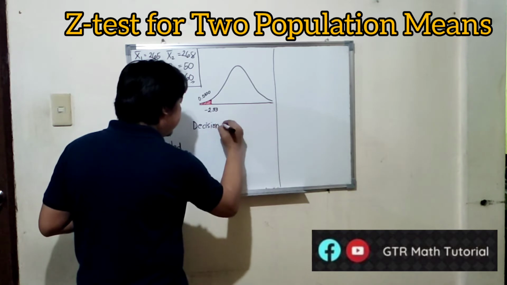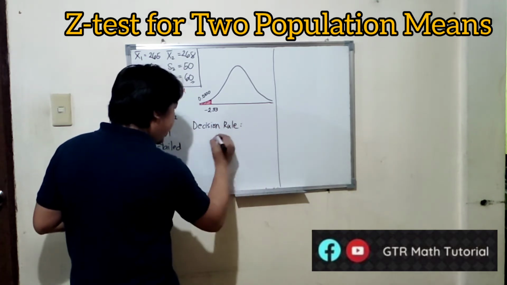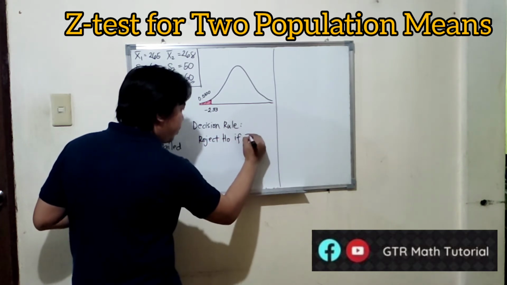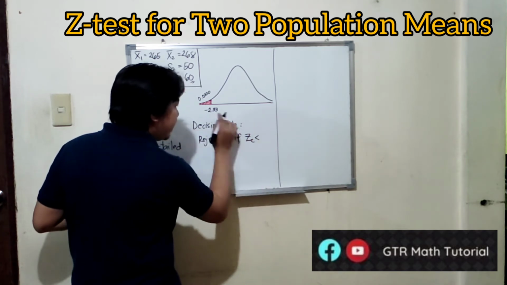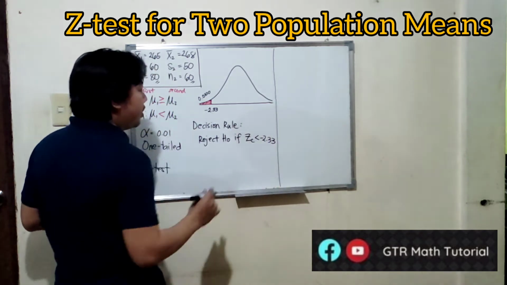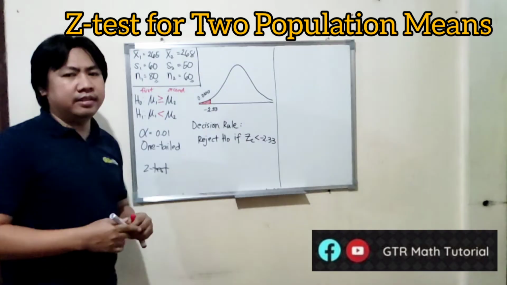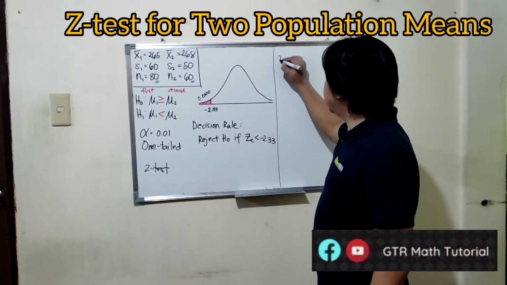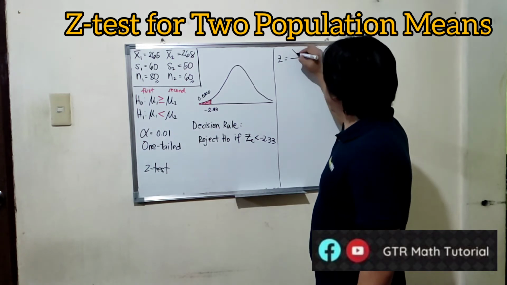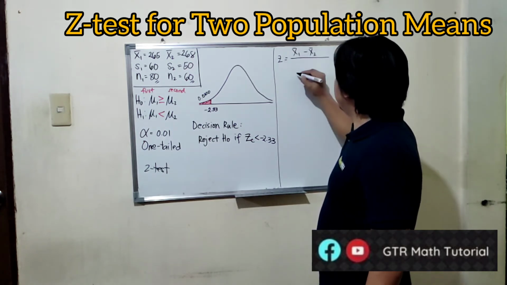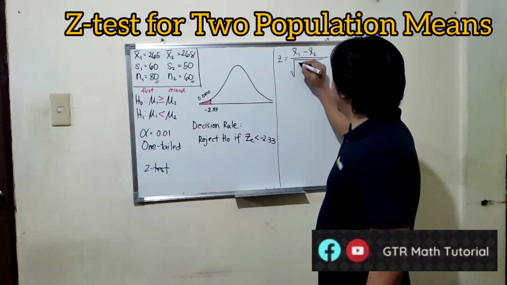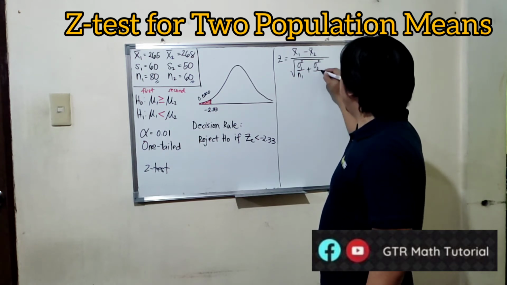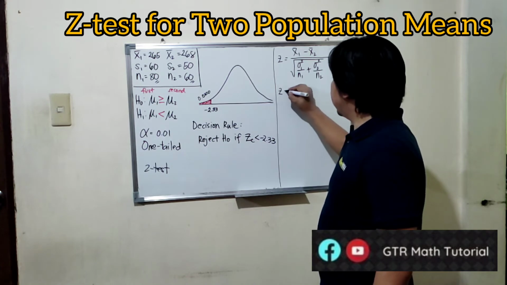Therefore, the decision rule is: reject the null hypothesis if the computed z is less than negative 2.33. Otherwise, do not reject. Now compute, using the formula: z is equal to x bar sub 1 minus x bar sub 2 over the square root of sigma sub 1 squared over n sub 1 plus sigma sub 2 squared over n sub 2. So substitute all the given.